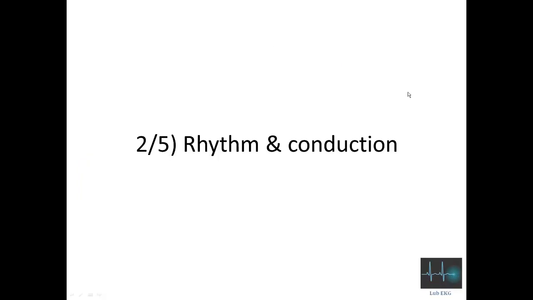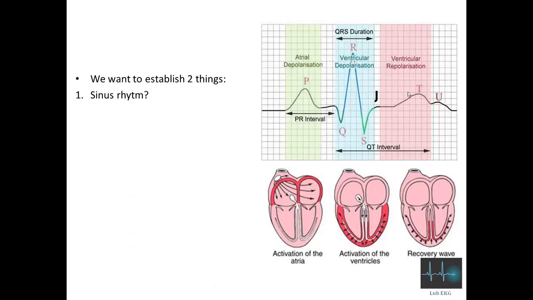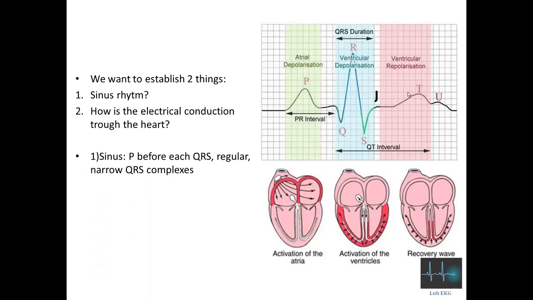Now, second thing we want to look at is rhythm and conduction, and by conduction we mean how the electrical current moves through the heart. Now we want to see if this is a sinus rhythm, or how this electrical conduction goes through the heart. Now what we mean by sinus rhythm is that it has this P before each QRS, meaning that atria contracts before the ventricles, and that is regular, and that we know that the origin of rhythm is in the sinus node up here.